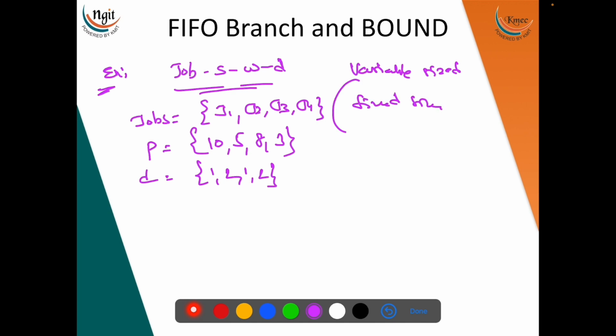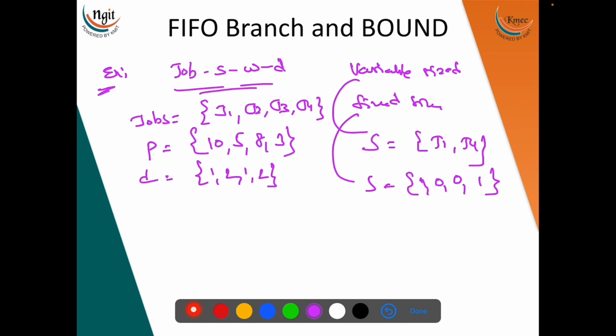So variable size in the sense the solution will be S is equal to J1, J4. Fixed size in the sense S is equal to 1, 0, 0, 1. So this one is what? J1 is available in the solution. J2, J3 are not available. So we did not mention with the 1. We mentioned with the 0 to make sure that these are null values. And this is J4. According to this solution, I made this also 1.